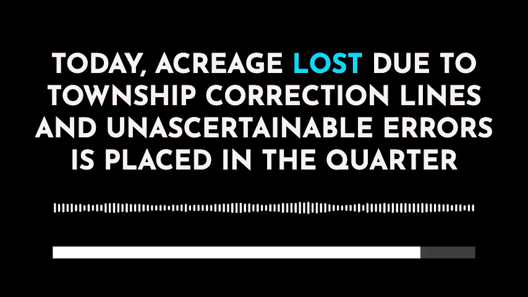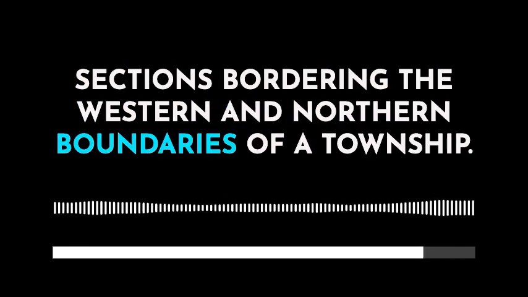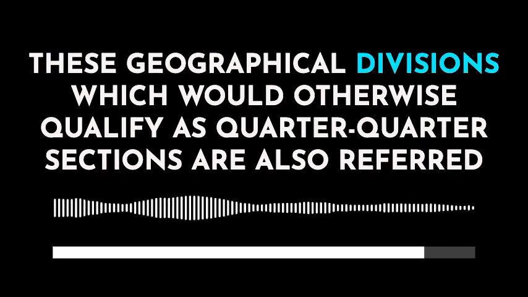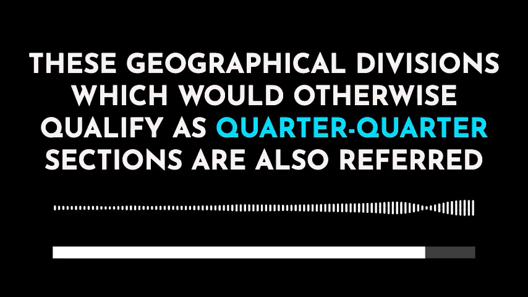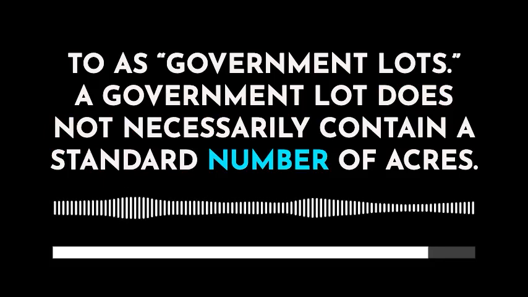Today, acreage loss due to township correction lines and unascertainable errors is placed in the quarter sections bordering the western and northern boundaries of a township. These geographical divisions, which would otherwise qualify as quarter sections, are also referred to as government lots. A government lot does not necessarily contain a standard number of acres.